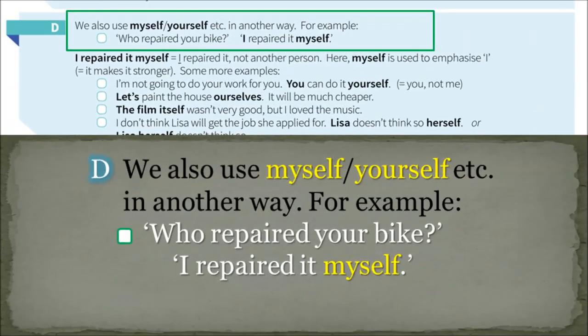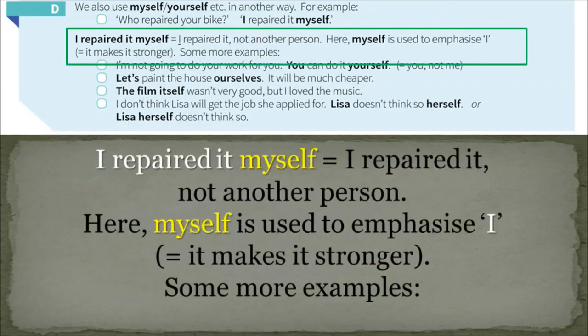D. We also use myself, yourself, etc. in another way. For example, who repaired your bike? I repaired it myself. Equals, I repaired it, not another person. Here, myself is used to emphasize I. Equals, it makes it stronger. Some more examples.